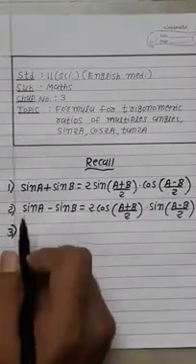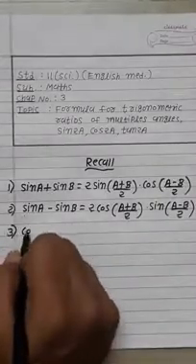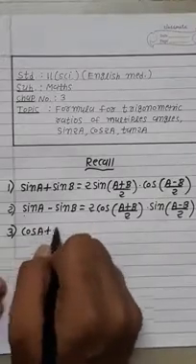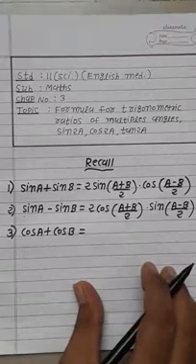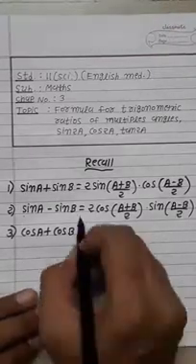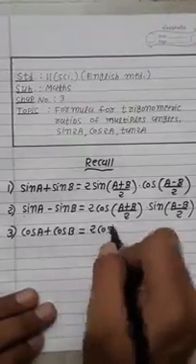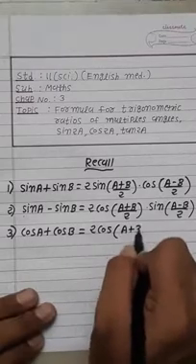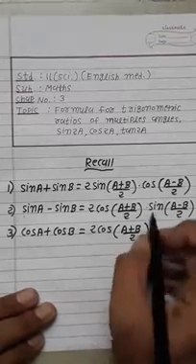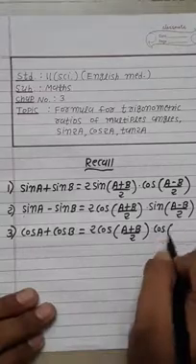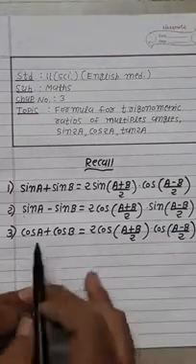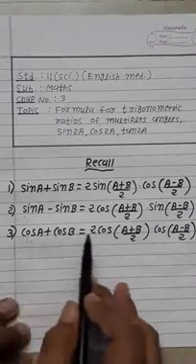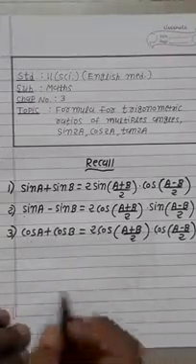Third formula, cos A plus cos B is equal to 2 times cos of (A plus B) divided by 2 into cos of (A minus B) divided by 2. Short form: C plus C is equal to 2cc.